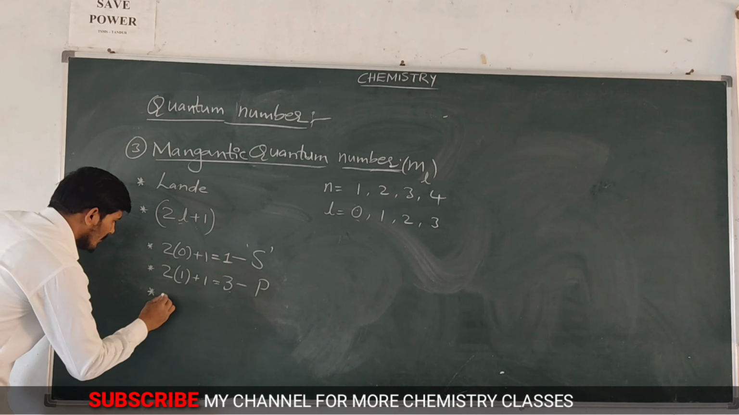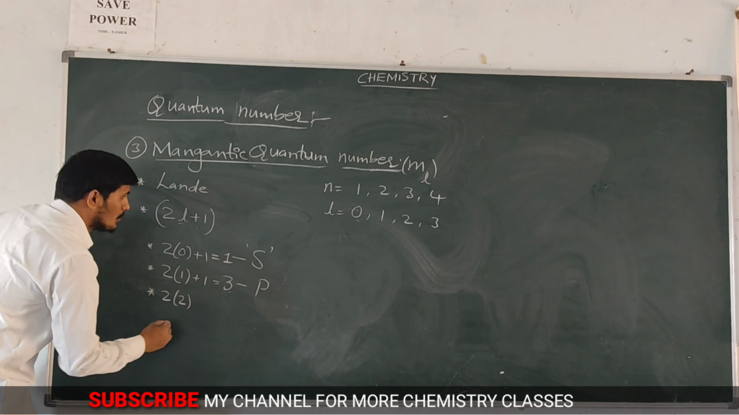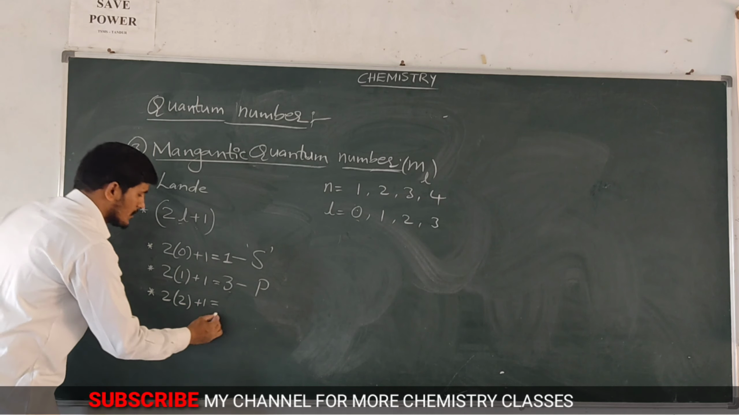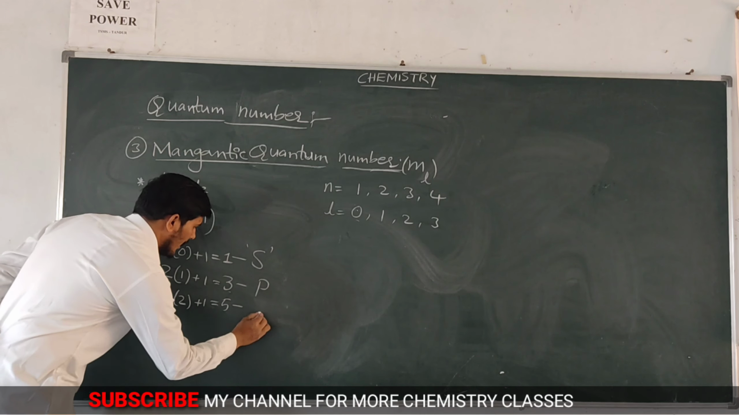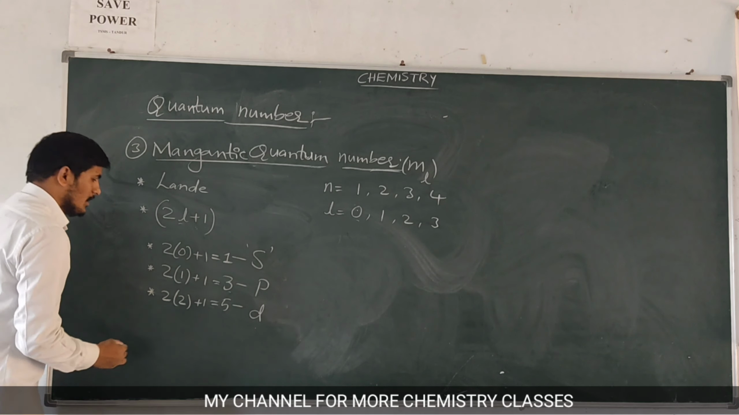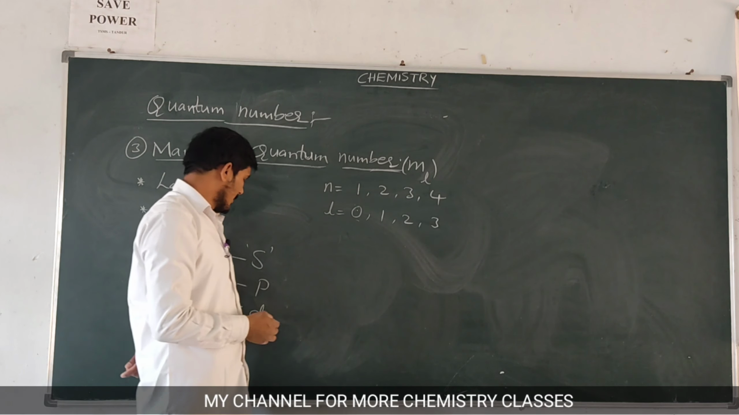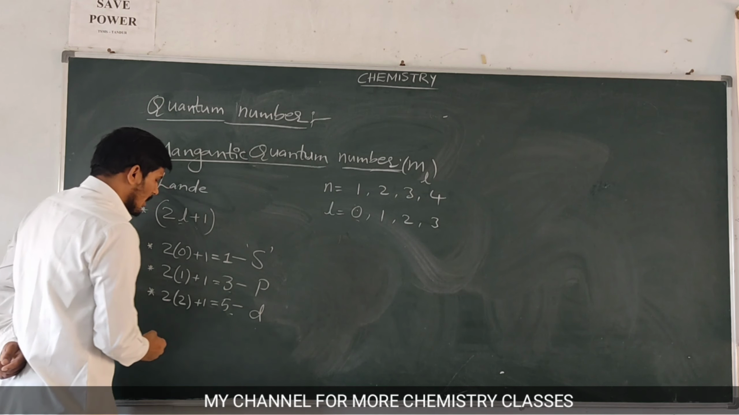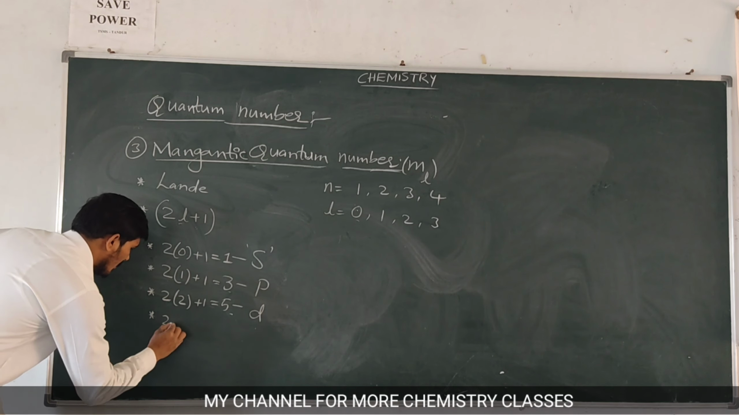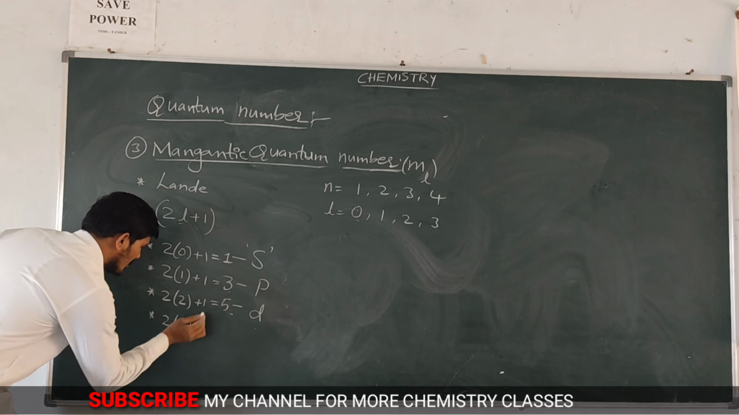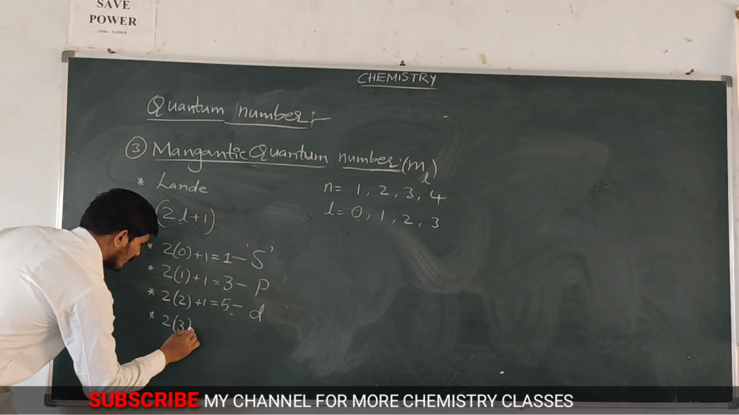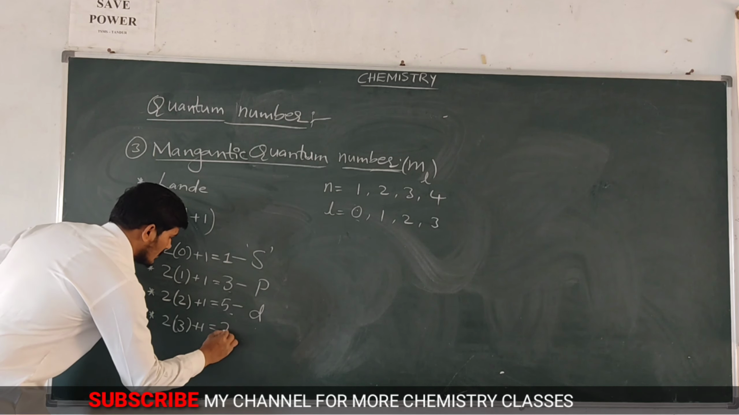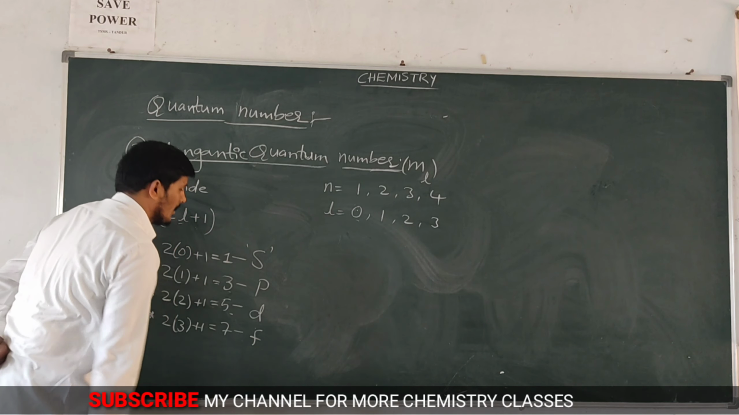Next, substitute 2. L equal to 2: 2 into 2 is 4, plus 1 gives 5. That means it has the d orbital. In the d subshell, 5 orbitals are present. Next, in the place of L, substitute 3: 2 into 3 is 6, plus 1 gives 7, that means the F orbital.